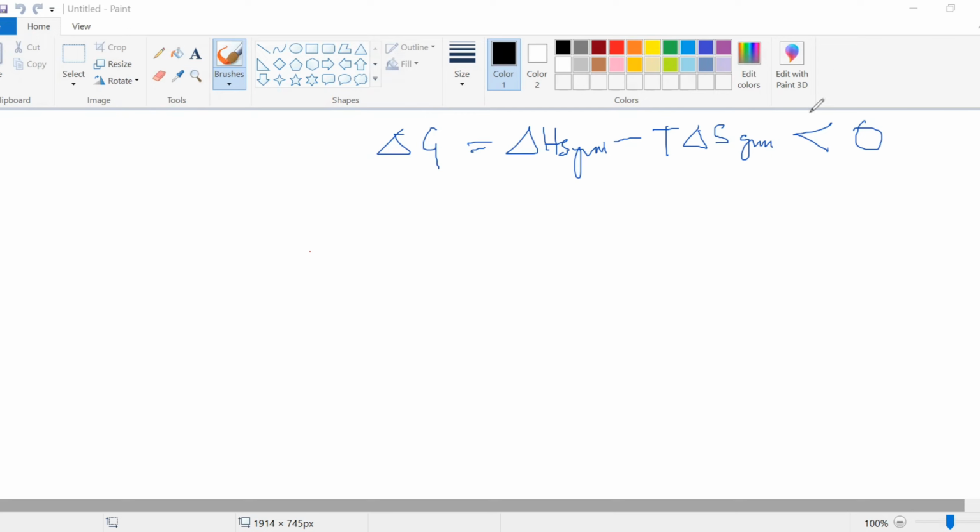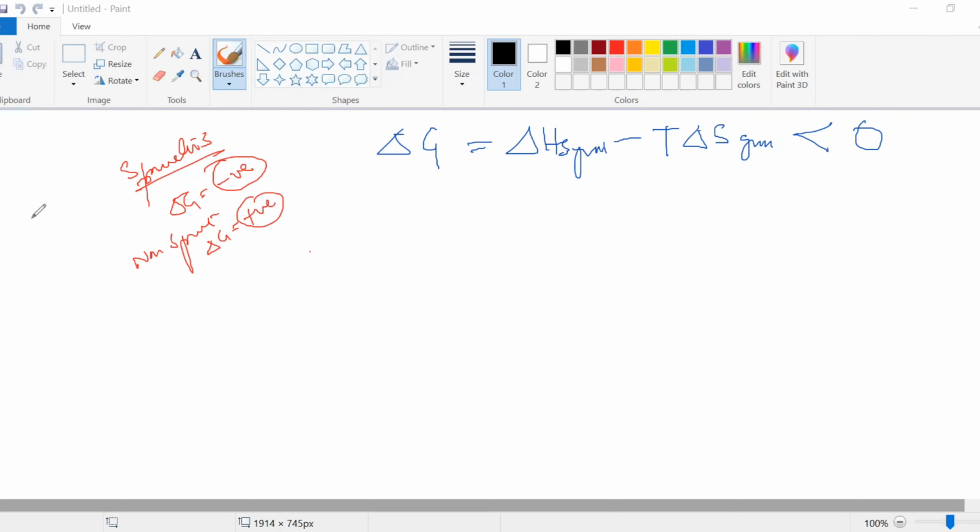What does it tell us? It tells you that for a spontaneous reaction, Gibbs free energy should be negative. Now for a non-spontaneous reaction, Gibbs free energy should be positive.